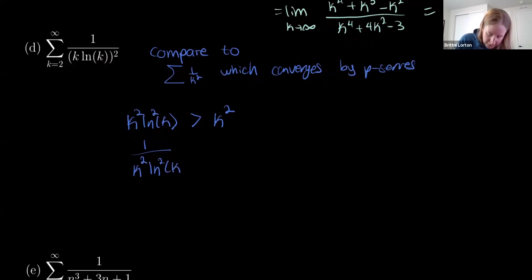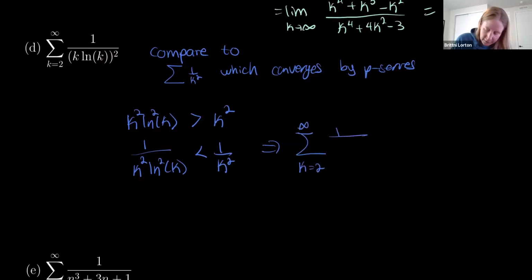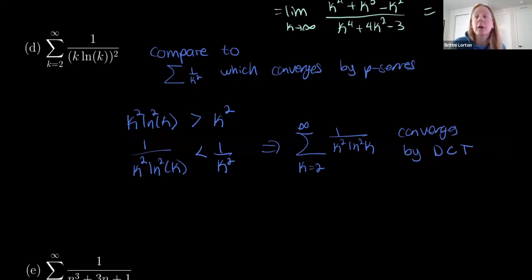ln squared of k is smaller than 1 over k squared, and 1 over k squared was a series that converged, so smaller than convergent is convergent. Therefore, the sum from k equals 2 to infinity of 1 over k squared times ln squared of k also converges by the direct comparison test. You could have done the limit comparison test and gotten the exact same result. Ta-da.